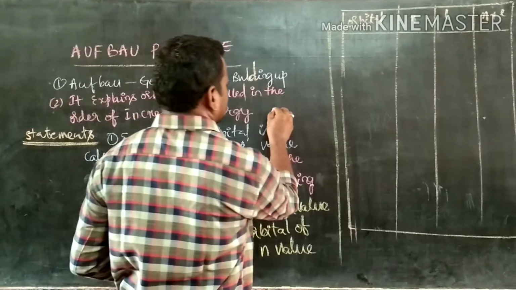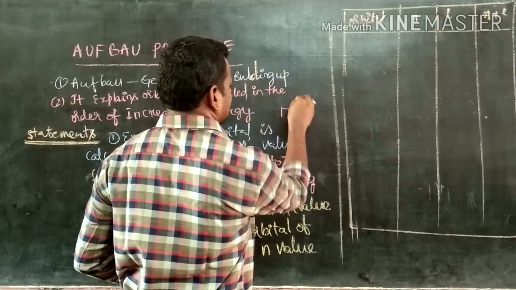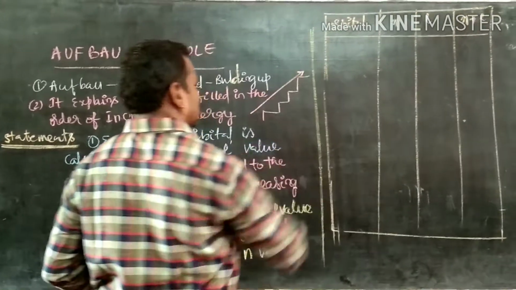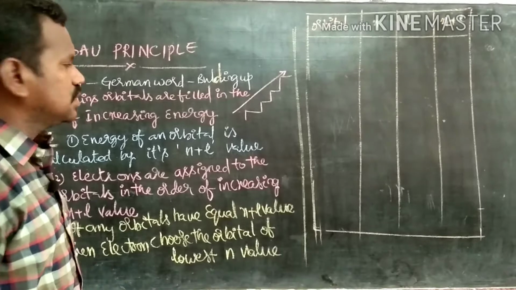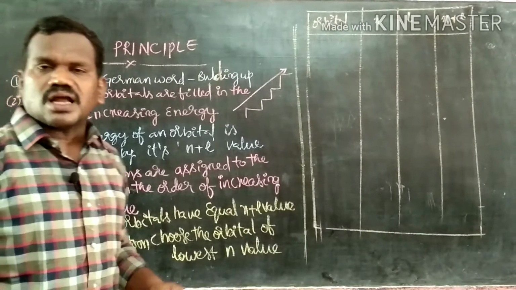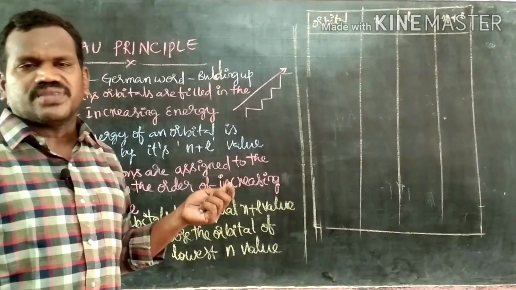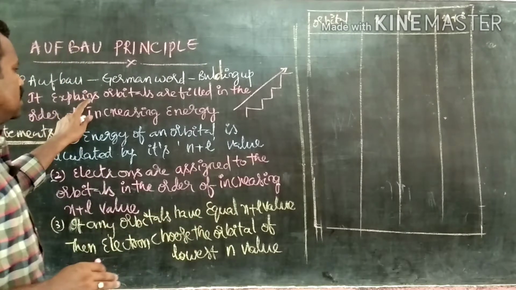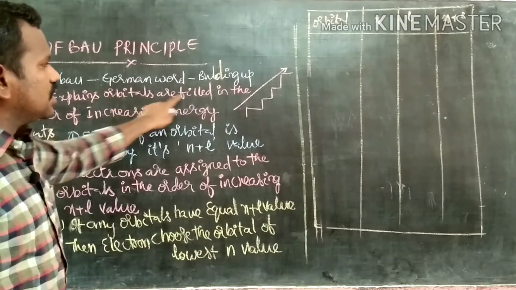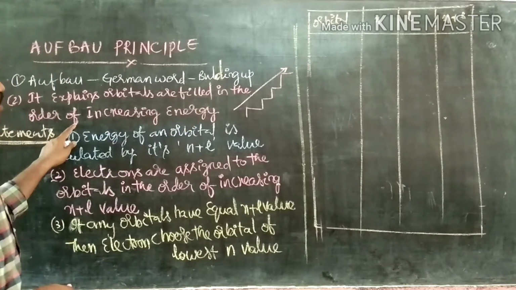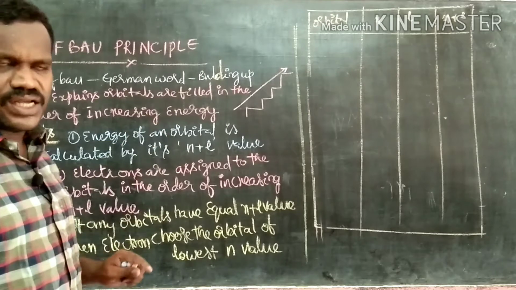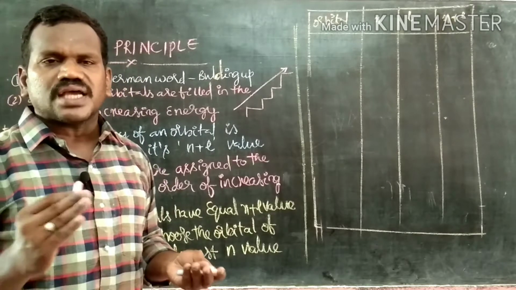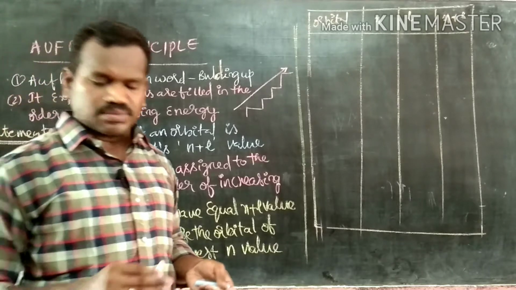Just as the stairs are there, one by one, step by step, whenever you are increasing the energies of the stairs, like that only orbitals are also arranged in the form of their increasing order of energy. It explains that orbitals are filled in the order of increasing energy. That means, first of all, we should come to know how to calculate the energy of those orbitals.